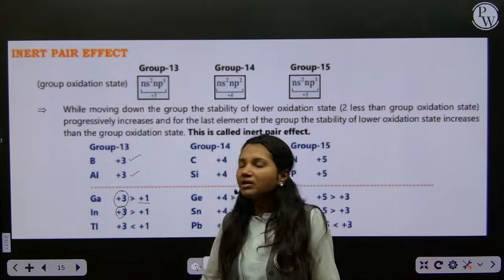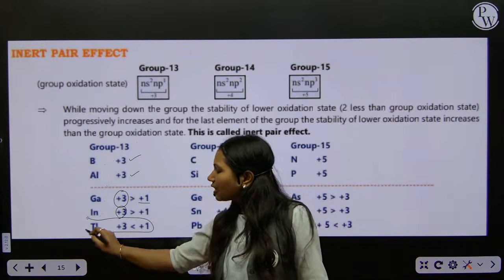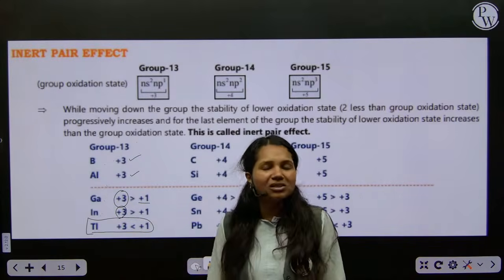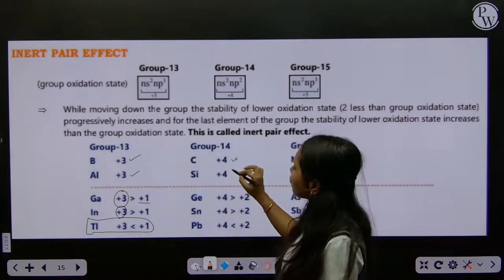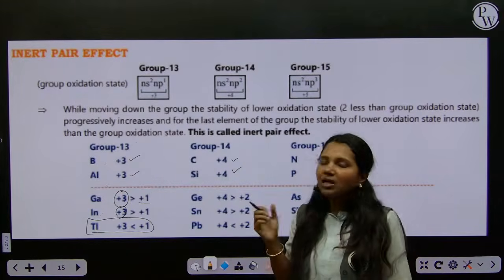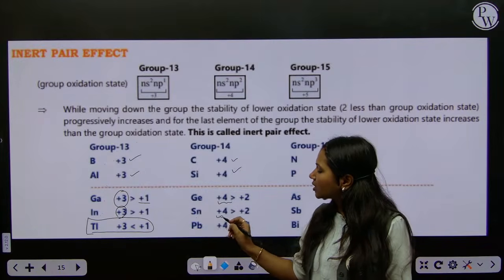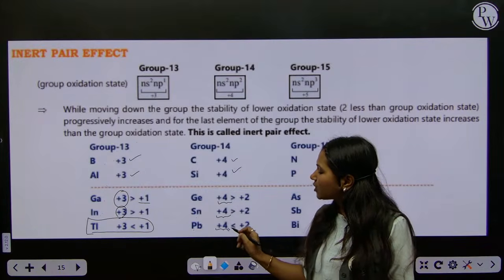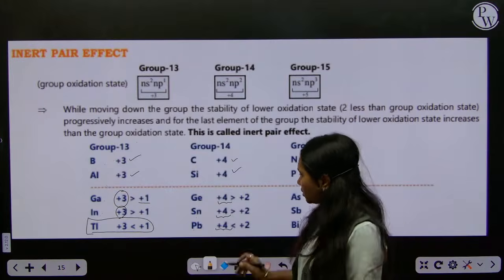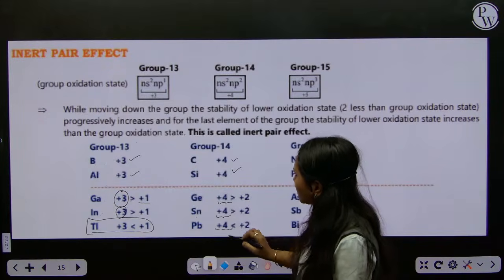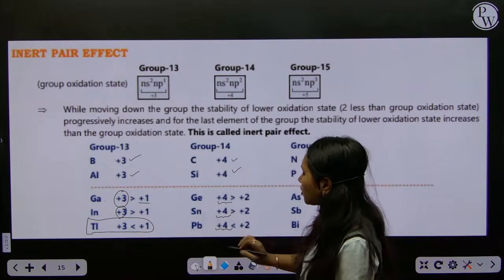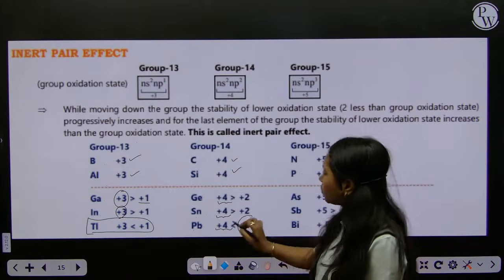What you will remember: for thallium, +1 is more stable. Carbon +4, silicon +4, they will not even show +2. Germanium +4 is more stable. Tin +4 is more stable. Sorry, germanium +4 is more stable. Tin +4 is more stable. Lead +2 is more stable.